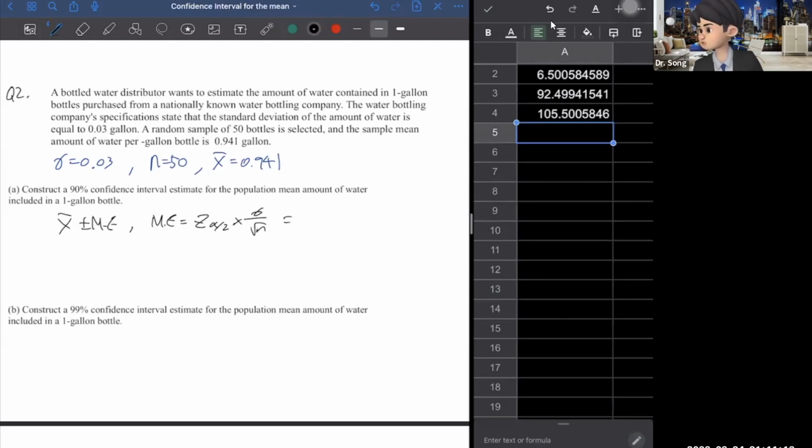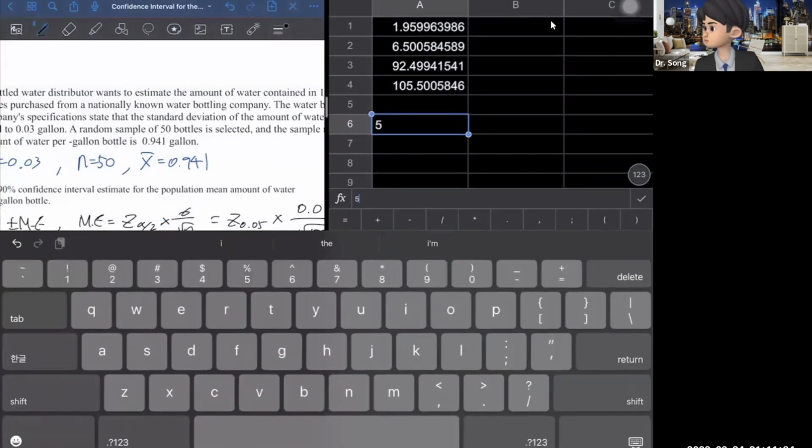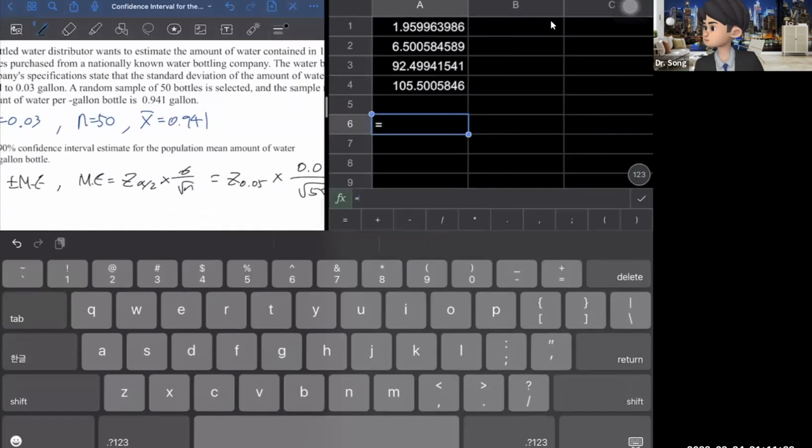And this Z alpha over 2, now alpha is 100 minus 90%, that's 10%, and 10% divided by 2 is 5%. So Z 0.05 times the sigma, which is 0.03, over square root 50, okay? And then this Z 0.05, again, you can use Excel and find this critical value. So let me show you.